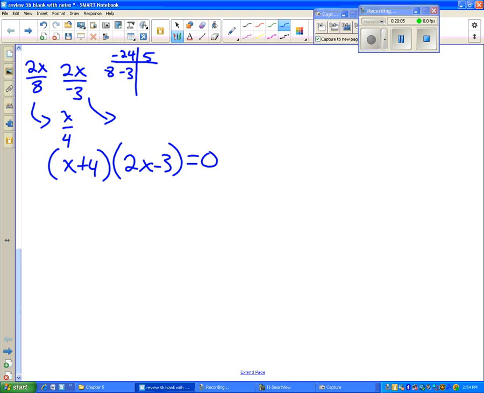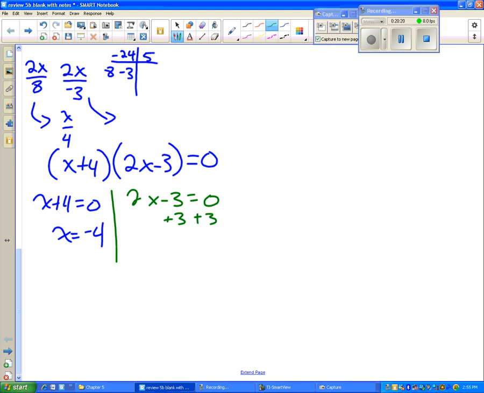So this is going to be x plus 4 is equal to 0. Subtract 4. X is equal to negative 4. This is going to be 2x minus 3 is equal to 0. Add 3 to both sides. 2x is equal to 3. Divide by 2. X is equal to 3 halves. One answer, two answers.